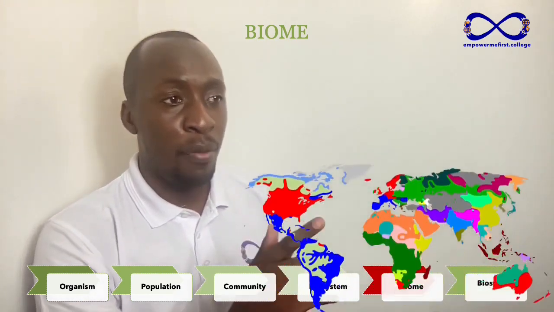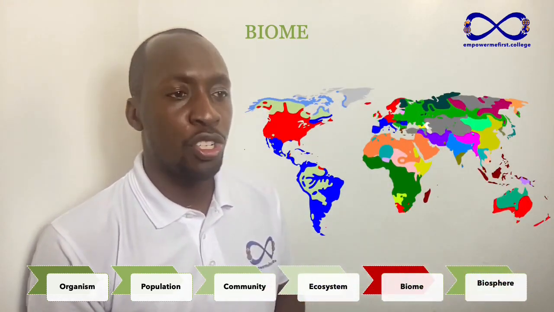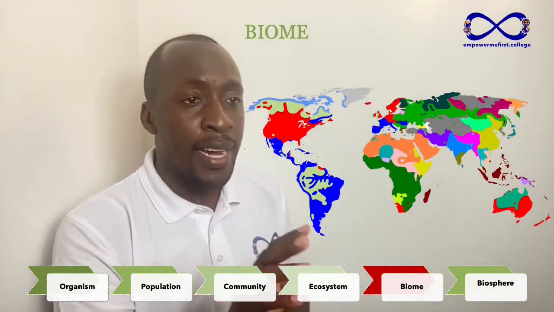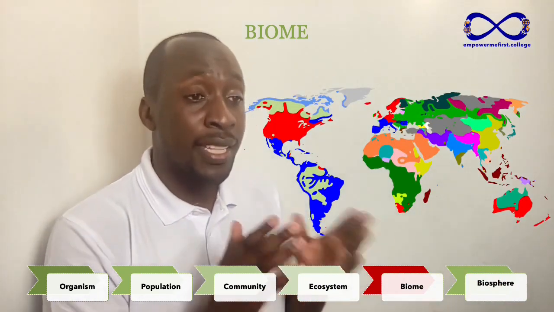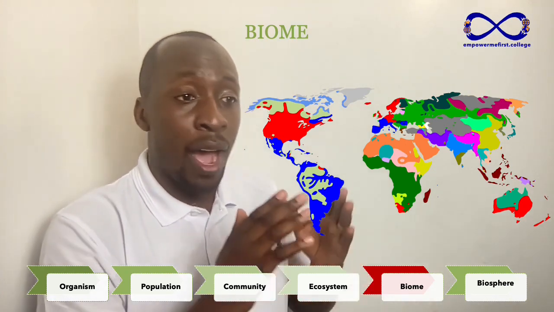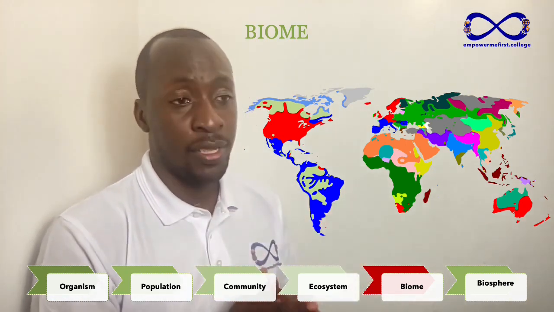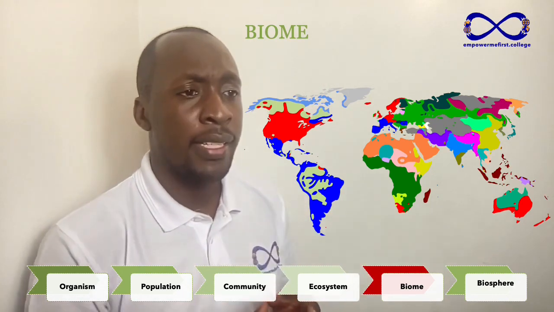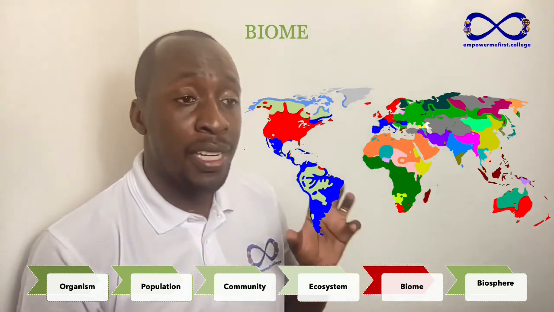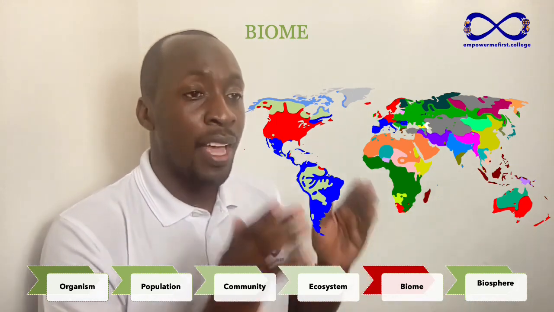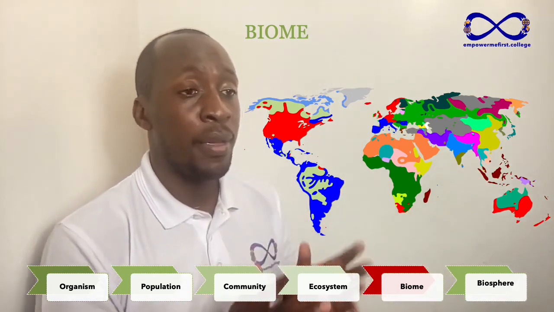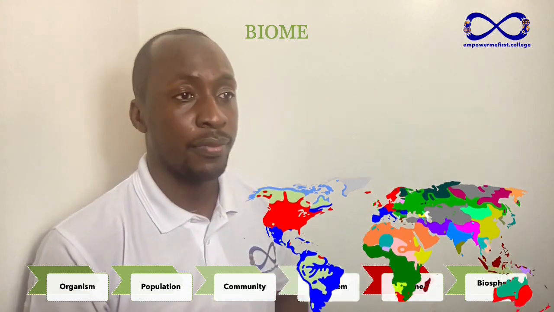So we have a map over here. The map shows different areas with the same color, which shows that they have the same climatic or other geographical conditions. In these particular areas, you'll notice that you'll find certain types of organisms because these organisms share the same climatic conditions.